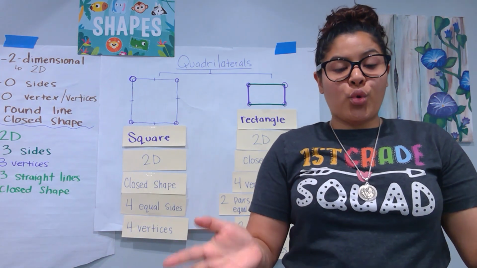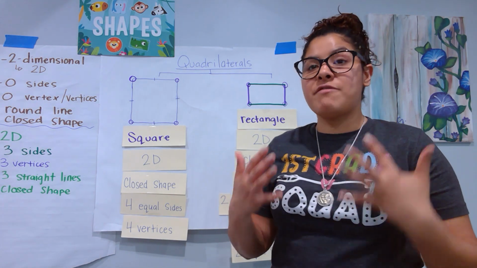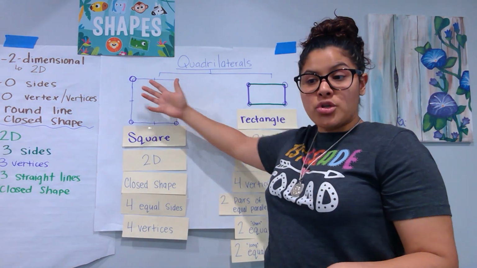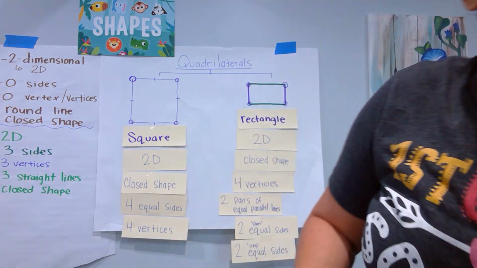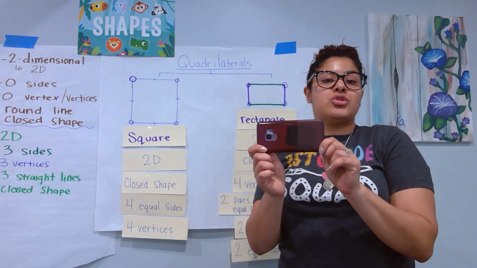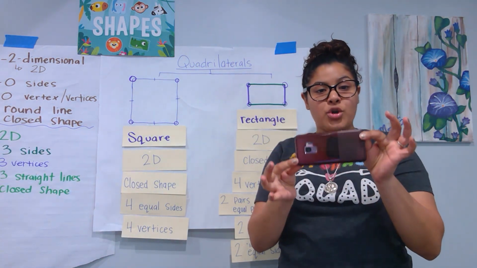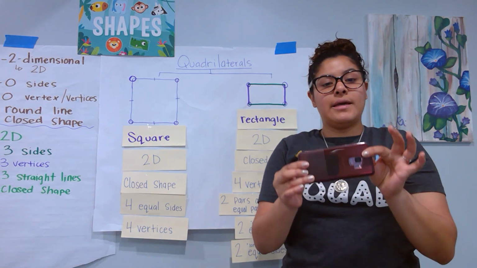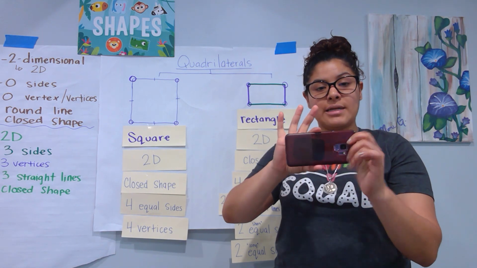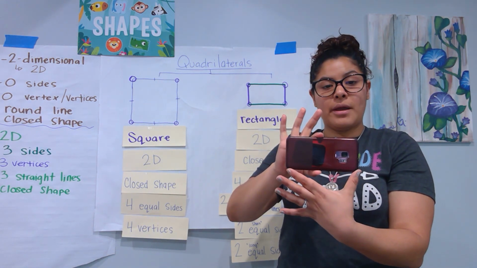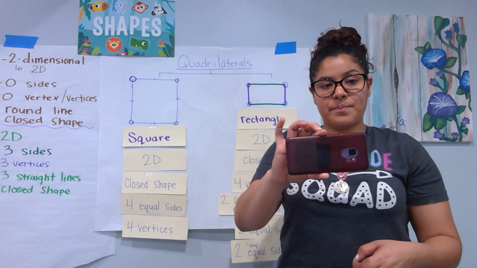In your forms, you are going to have to look for shapes around the house of things shaped in square or rectangle. Just as a hint, I used my phone to trace this rectangle. A phone, no matter which way I put it, is a rectangle. Two equal parallel lines, two equal parallel lines. Doesn't matter if I have it this way or this way.